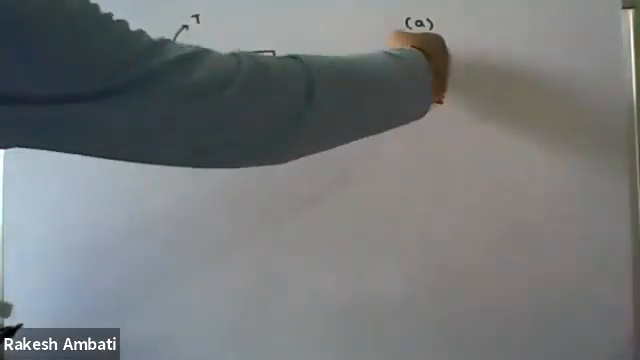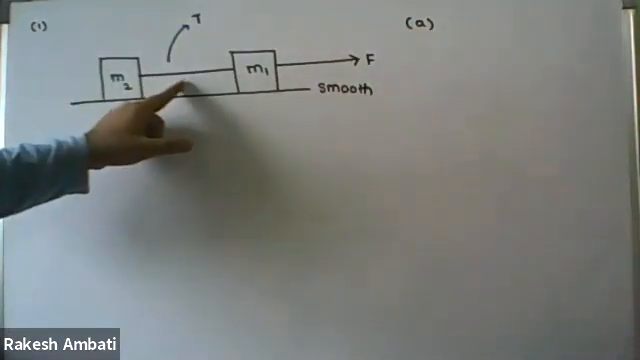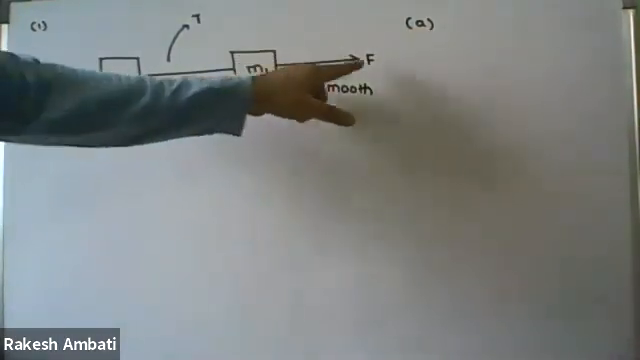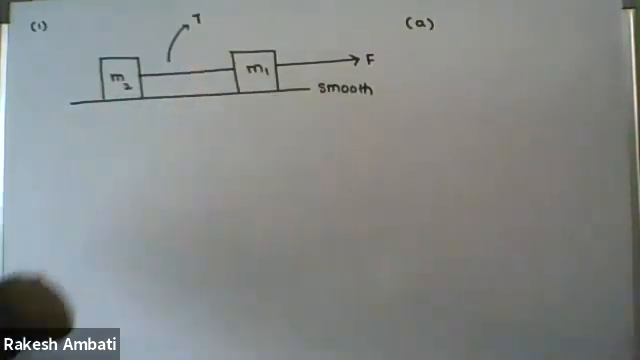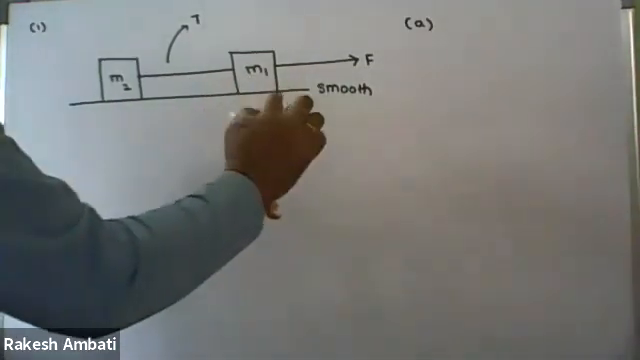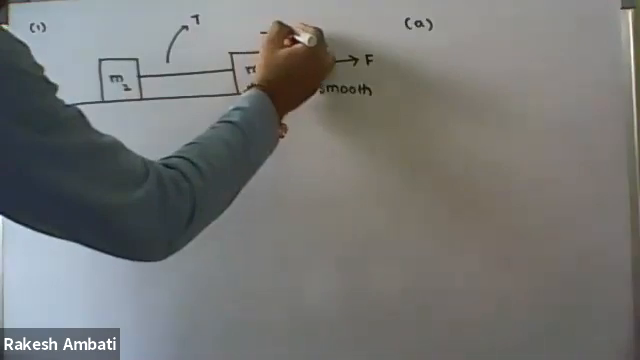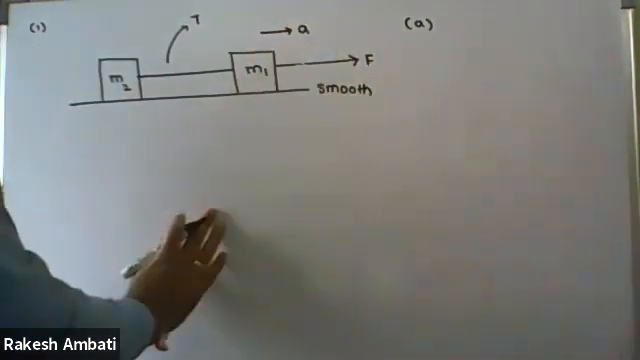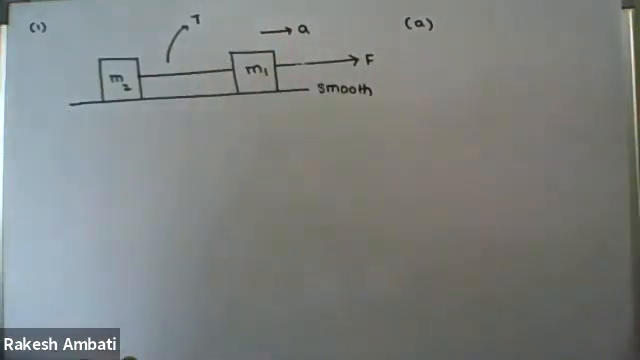When the force is applied, the string becomes taut or slackened? Taut. When the string is taut, then tension force will be developed or not? Developed. So if the force is applied, this block starts moving with acceleration A.